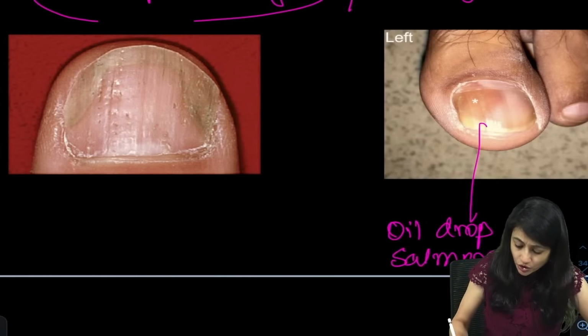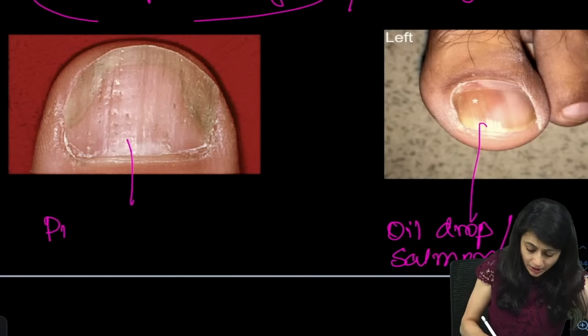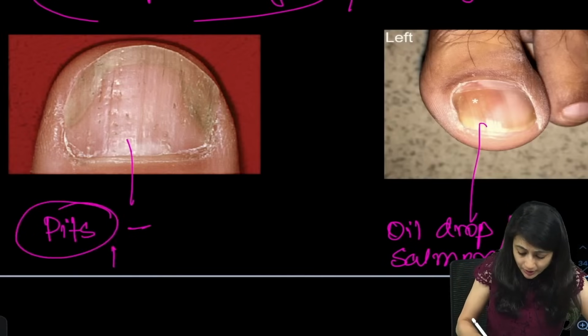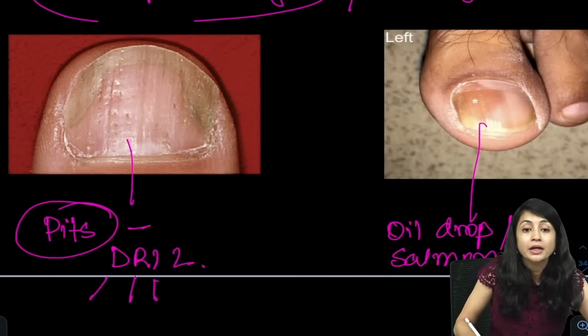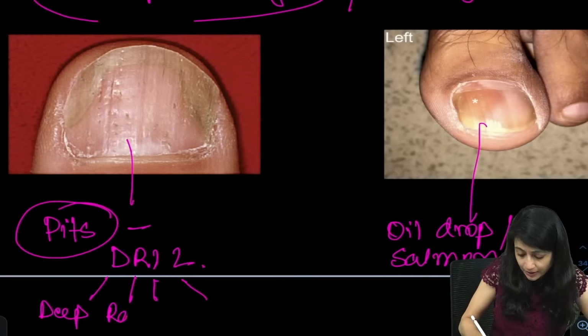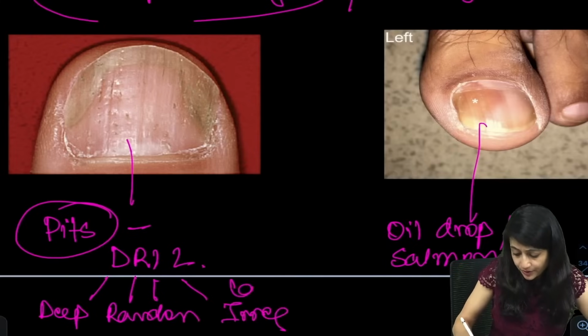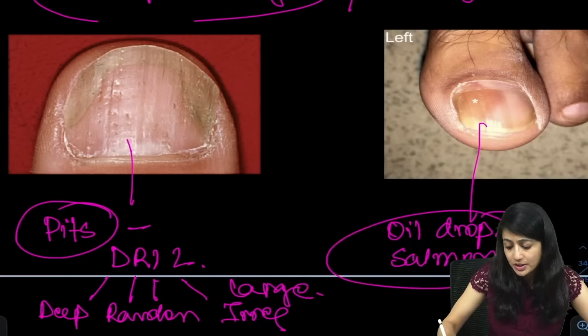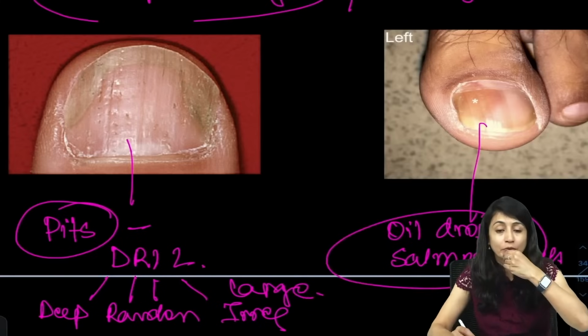However, the most common finding that you see in nails of psoriatic patients are pits. Pits which are, remember the mnemonic DRIL, deep, random, irregular and large. Deep, random, irregular and large. Okay, an oil drop sign or salmon patch is the most pathognomonic feature.